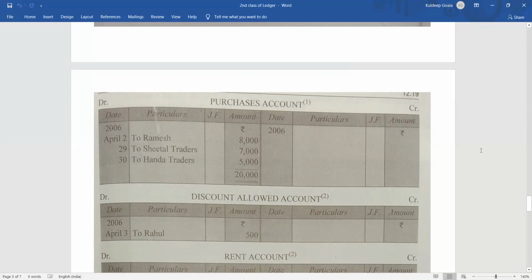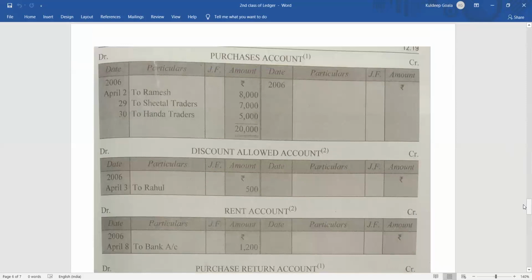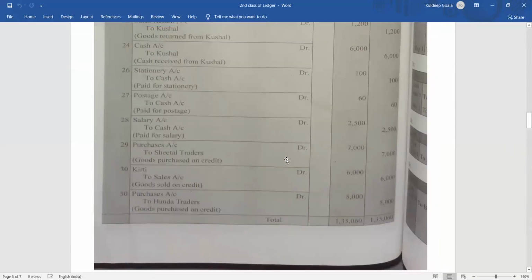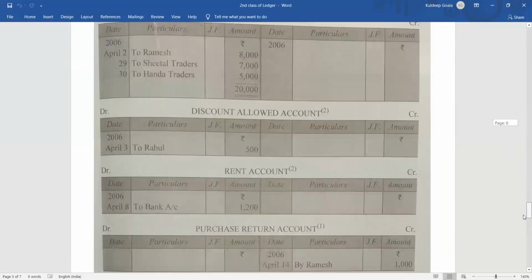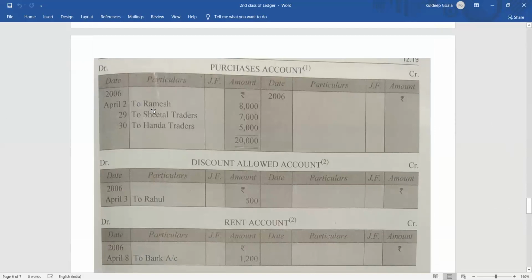Now credit side was by Sital trader, isn't it? What was the journal entry? Sital trader account debit. You can just see the journal entry once again. Yeah, here. Purchase account debit to Sital trader, right? So purchase account debit side to Sital trader is done. Purchase account debit to Sital trader over.